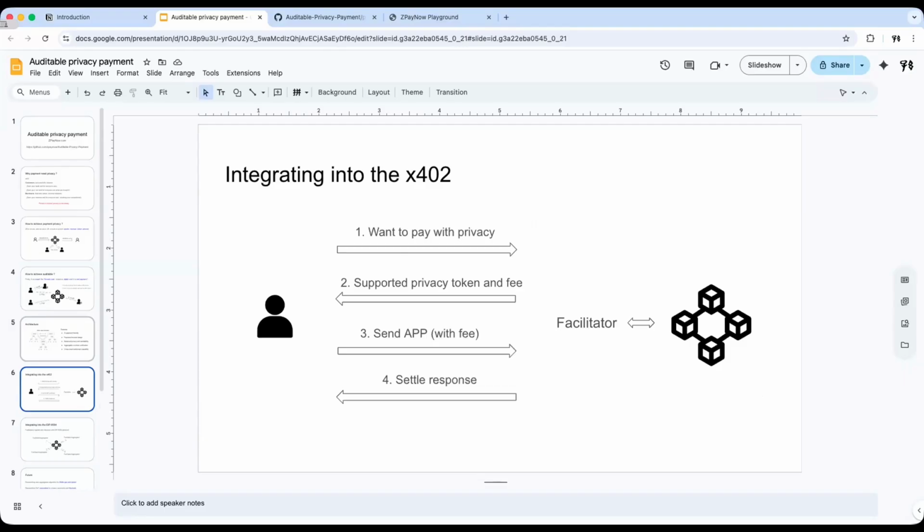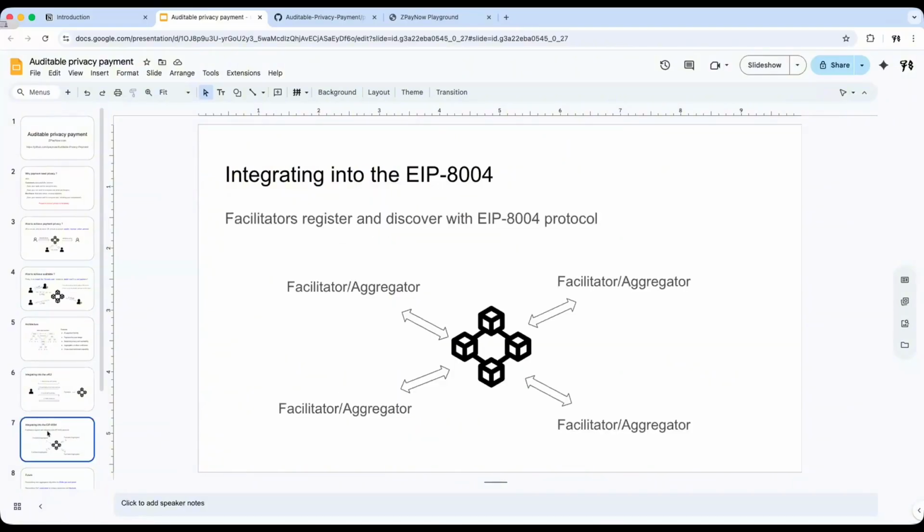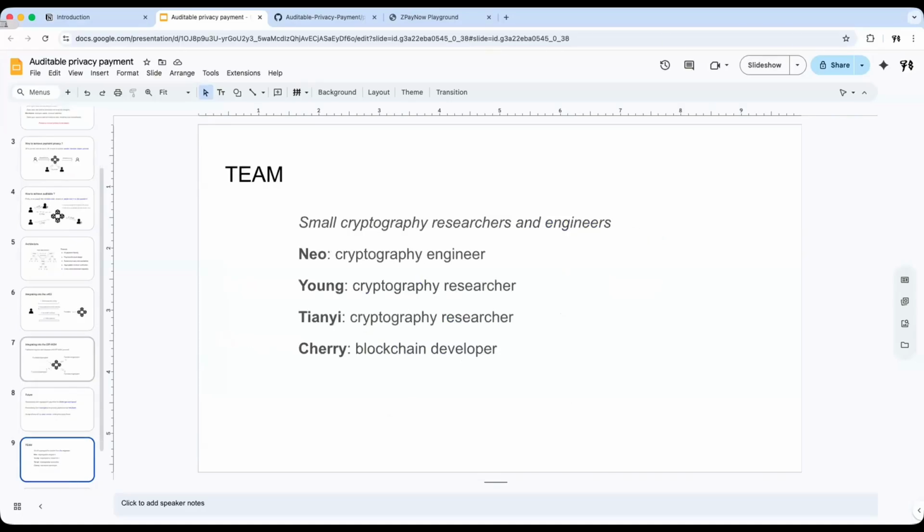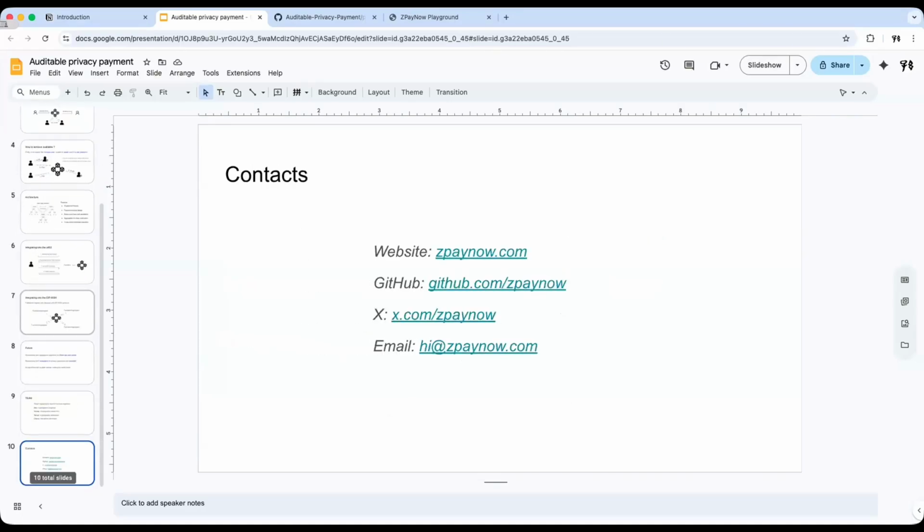Okay. That's helpful integration with 402 and 8004, and others is our future research and our team's information and our contracts.